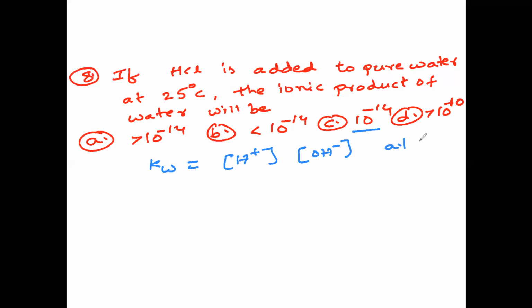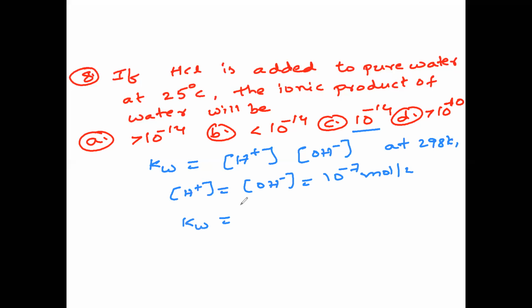at 298 kelvin. The concentration of H plus equals the concentration of OH minus, which is equal to 10 to the power of minus 7 moles per liter. So by the addition of HCl, there is no effect on the ionic product of water. So it is equal to 1 into 10 to the power of minus 14. So the answer is C. Very, very important. This question is very, very important. Like these questions you may expect for NEET level.